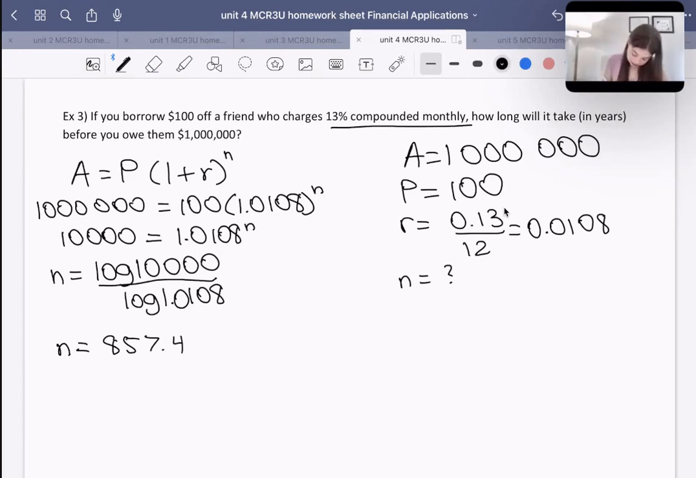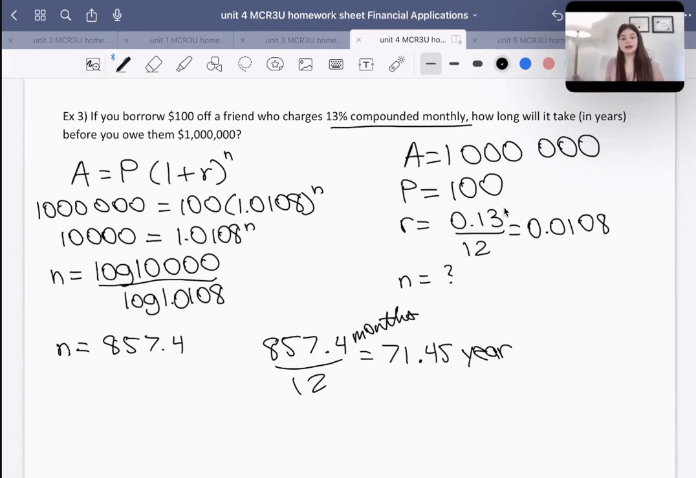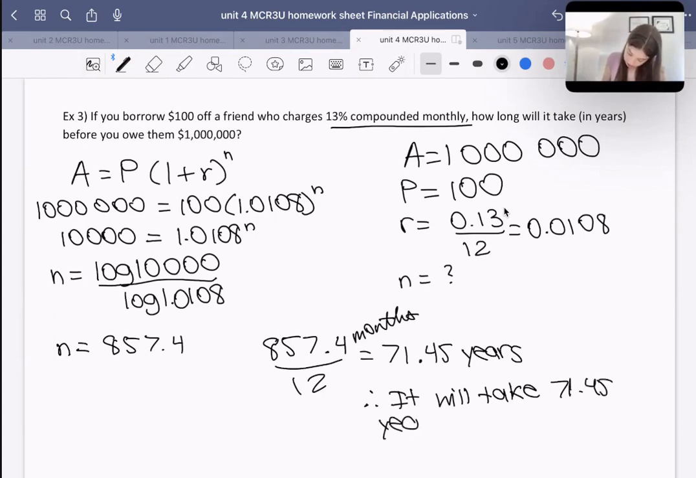So that means 857.4 months. So therefore, if that's the number of months, how many years? Well, we're going to divide that by 12. And that's going to be 71.45 years. And I'll make this clear. This is months. We're dividing the number of months by 12 to get the number of years. So therefore, it will take 71.45 years, which makes sense, right?